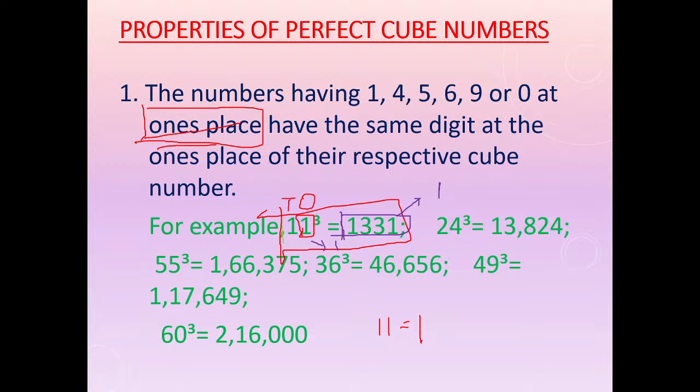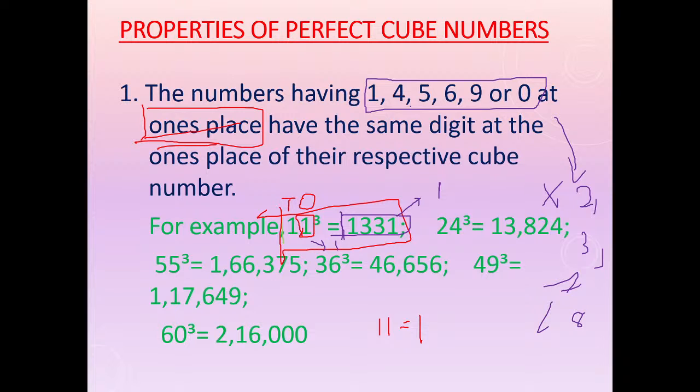Again 1. Okay. So whatever number we take as 1, 4, be careful, here only these numbers work. It can't be done with 2, 3, 7 and 8. Only numbers which are here, 1, 4, 5, 6, 9, 0. Whatever digit is at its ones place, the same digit will appear in the cube also.